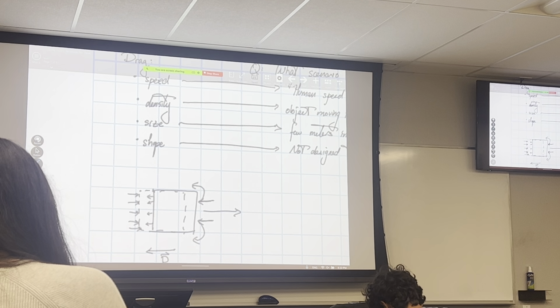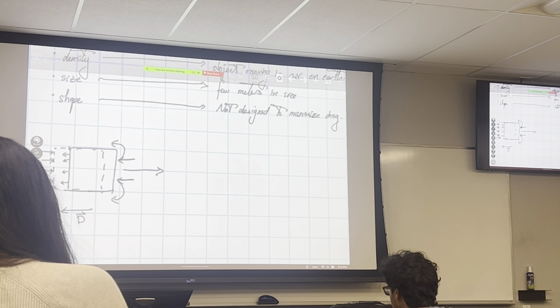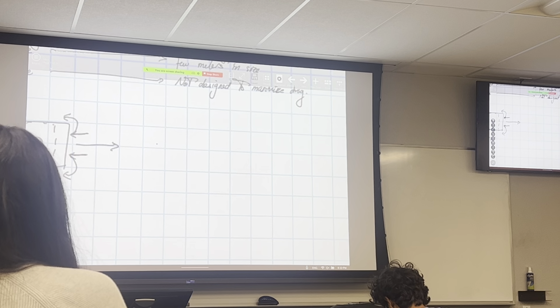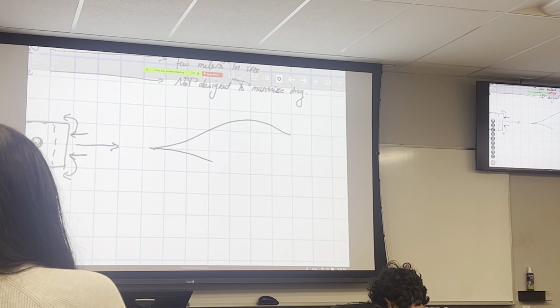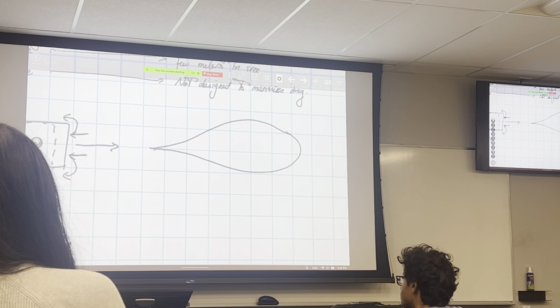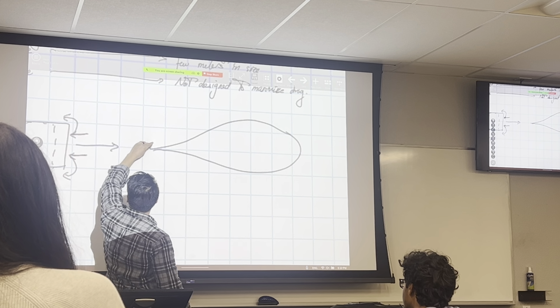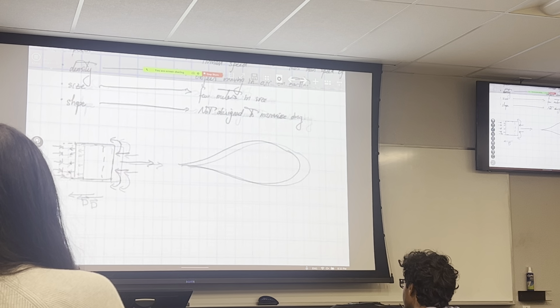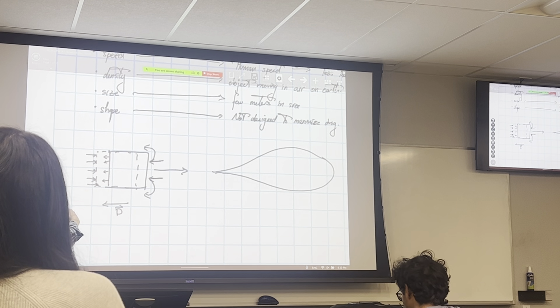And so I'm sure you guys know or have seen these very high-tech cars and stuff. They have these very aerodynamic shapes. Do you guys know what I'm talking about? This is the reason why you have this tail. It's so that it minimizes this back pulling.